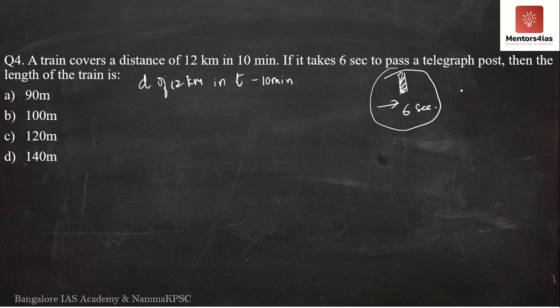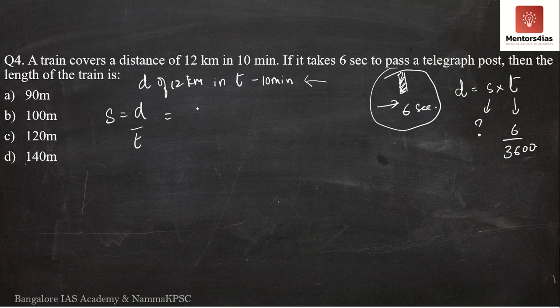We consider the length of the train as nothing but distance itself. Distance is equal to the speed of the train into the time taken to cross this telegraph post. Speed we don't know. Time is 6 divided by 3600. In order to determine the speed of the train, we have this extra information: the train covers a distance of 12 kilometers in 10 minutes. Speed is distance by time, so 12 kilometers divided by 10 minutes. Since we always do it in kilometers per hour, I'll take it in terms of hours.